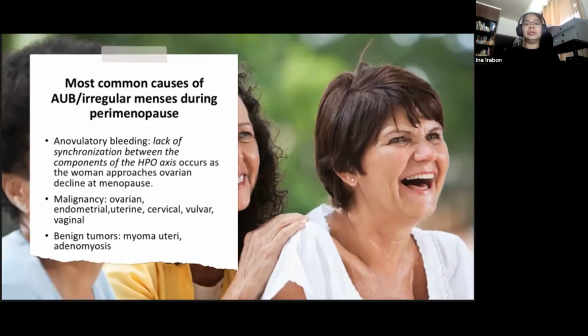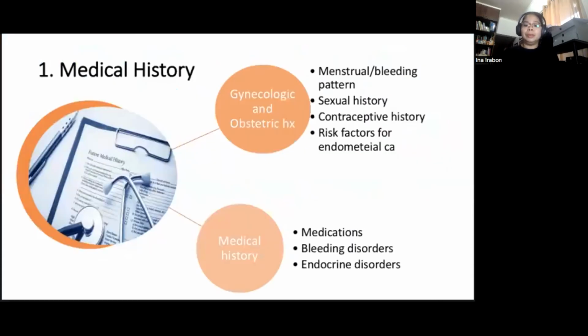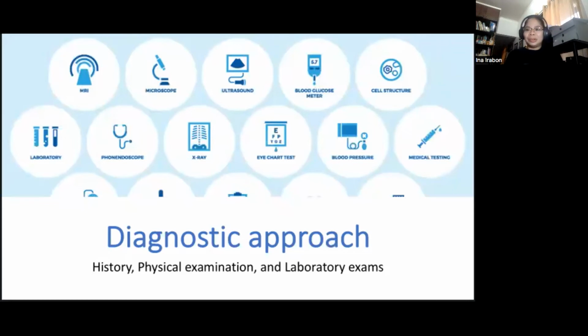And of course, the third will be the benign tumors, such as myoma uteri and adenomyosis. Now we talk about the diagnostic approach for these women complaining of irregular menses or AUB. Of course, when I say diagnostic approach, I talk about doing a comprehensive history and physical exam and then confirming our suspicion using appropriate laboratory exams.